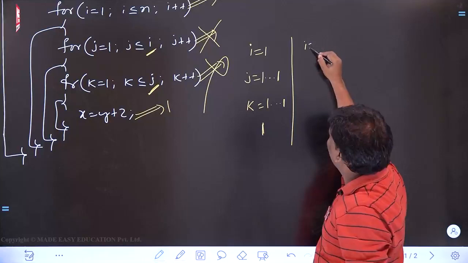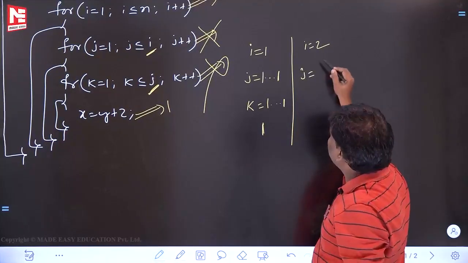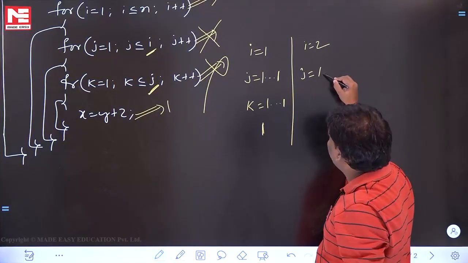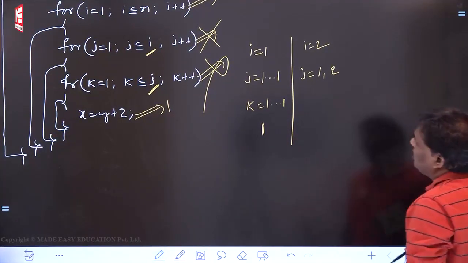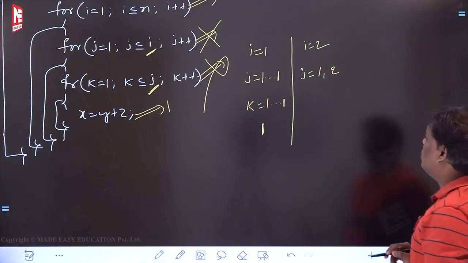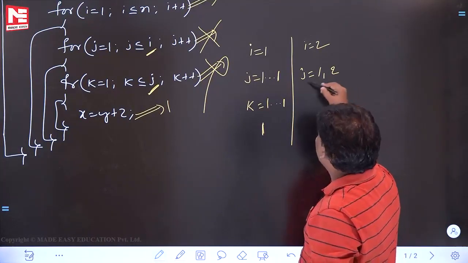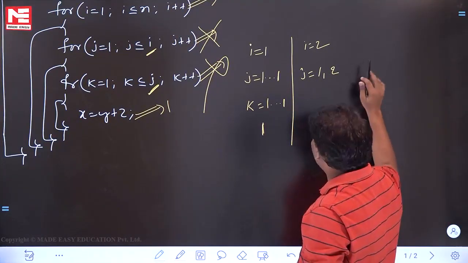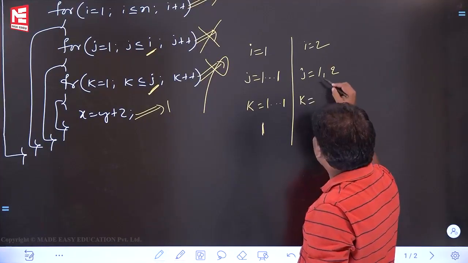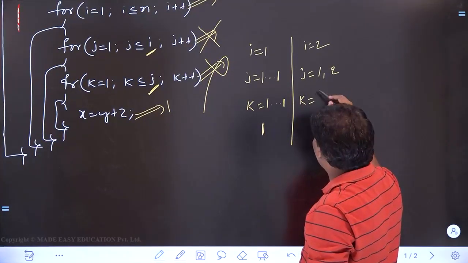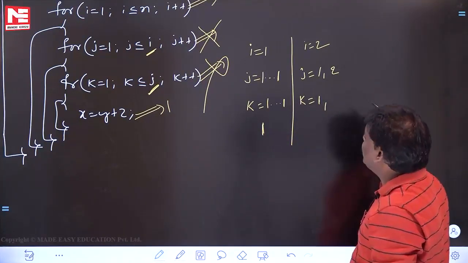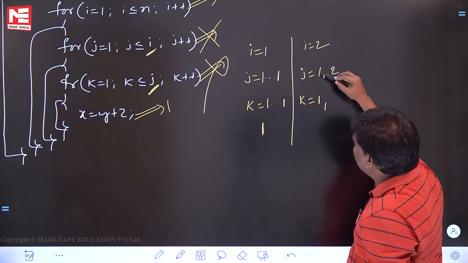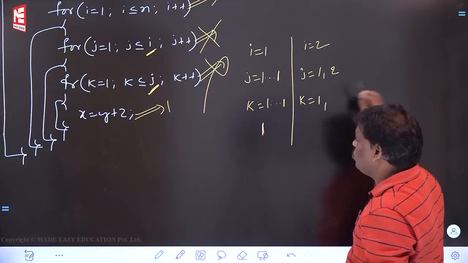Now I is equal to 2. What about the J loop? If I is equal to 2, J loop is going to be J value 1 also, J value 2 also, because J loop runs until I. Then what about the K loop? If the J value is 1, K loop is 1 to 1, 1 time. If the J value is 2, how many times is the K loop? If the J value is 1, K loop is 1 to 1, 1 time, it's okay.